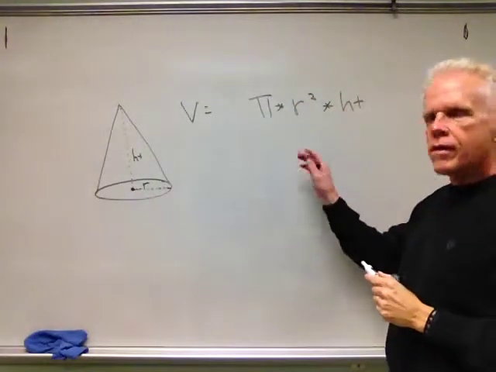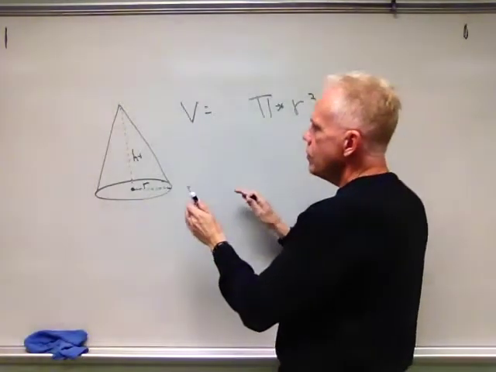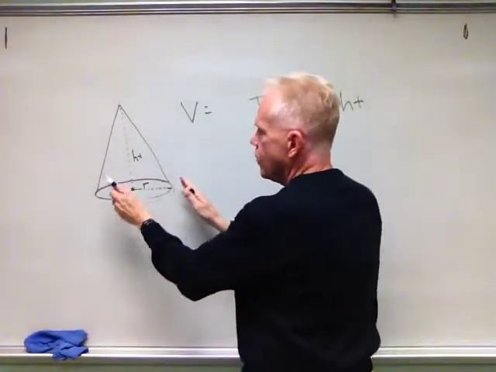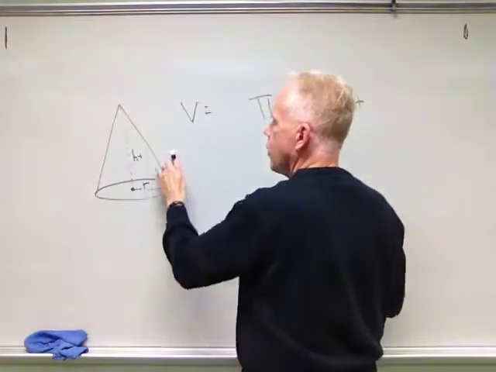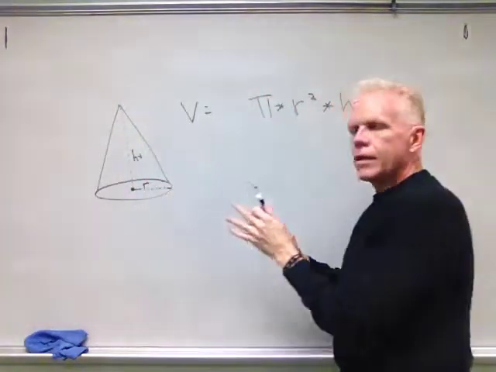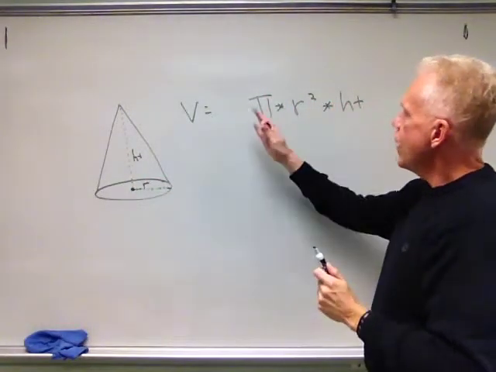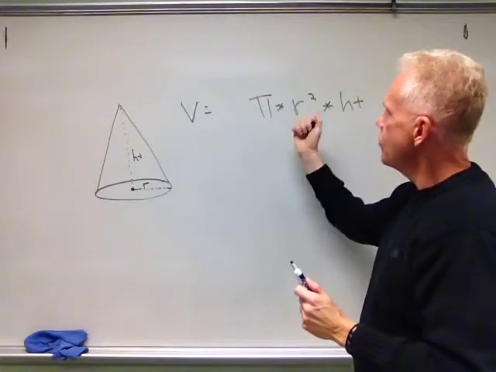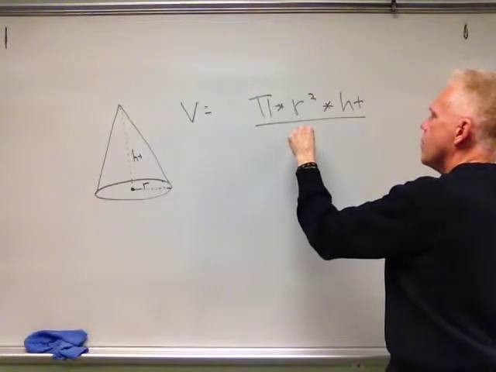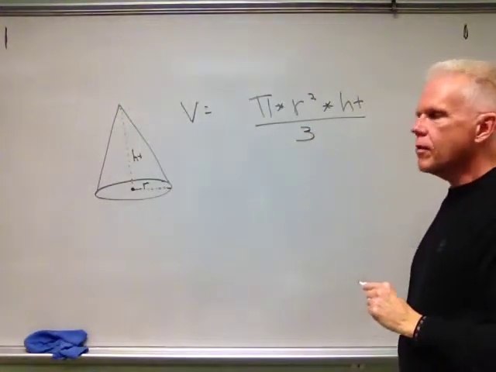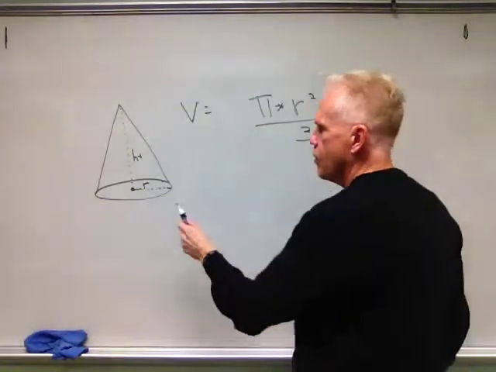Now remember, that is the formula for the volume of a cylinder. So what we're going to do is take this cone and realize there was part of a cylinder here, so what we end up with is 1/3 of a cylinder left. So we're going to take the information for the cylinder and simply divide it by 3.